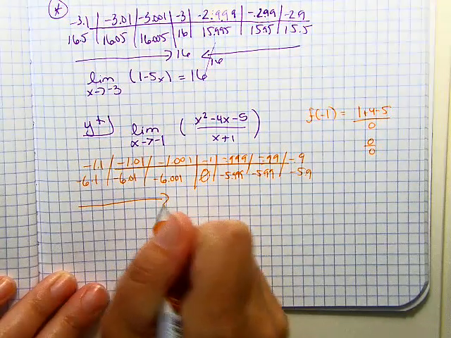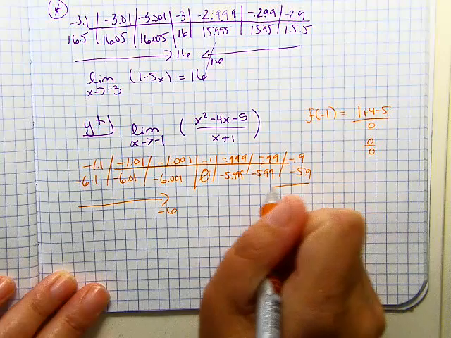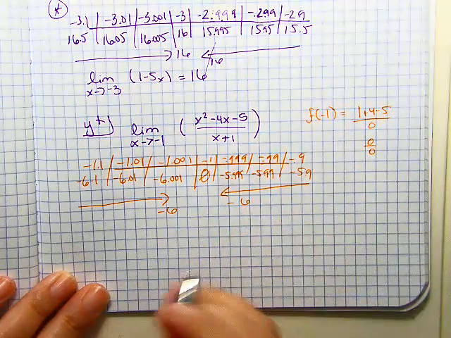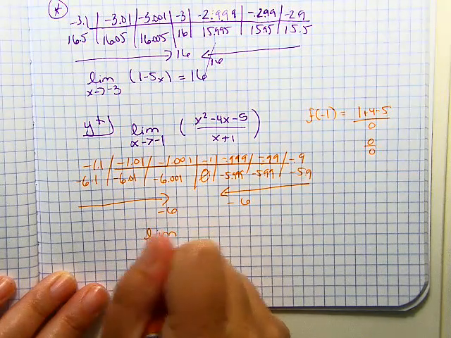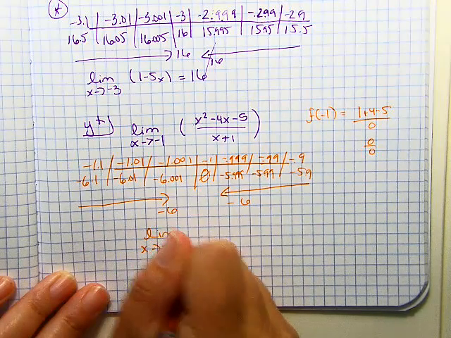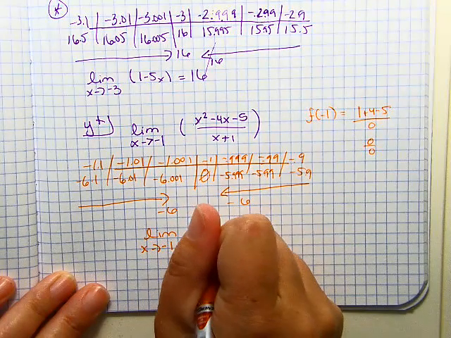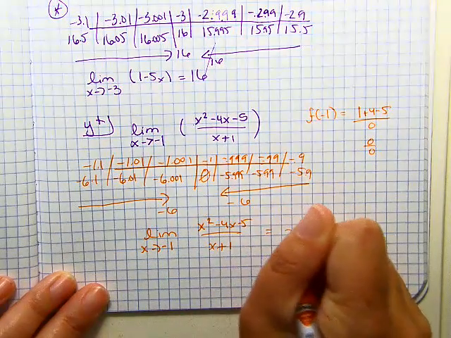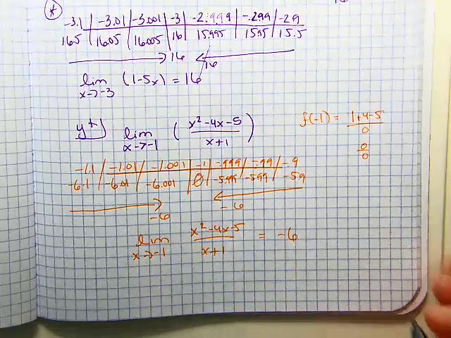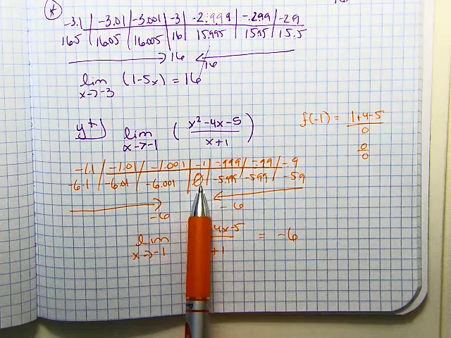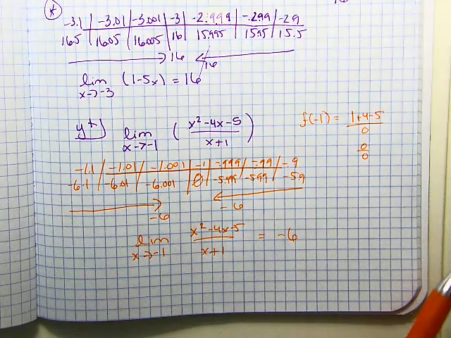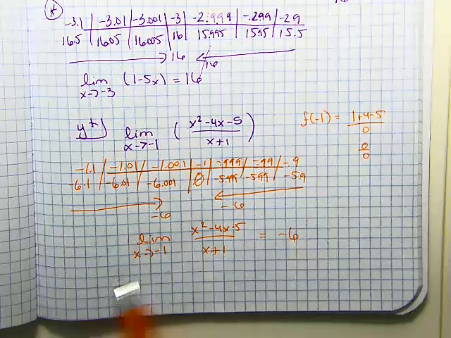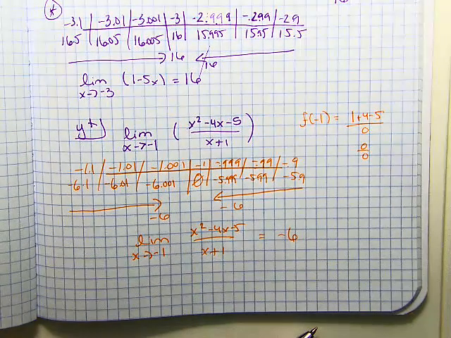So as I approach from the left, I'm approaching negative 6. As I approach from the right, I'm approaching negative 6. So we would say the limit as x approaches negative 1 of x squared minus 4x minus 5 over x plus 1 equals negative 6. This doesn't have to be the same if it were to be continuous. But we're not looking at continuity, we are looking at limits, and we're going to take this to the next level. But that is step 1.